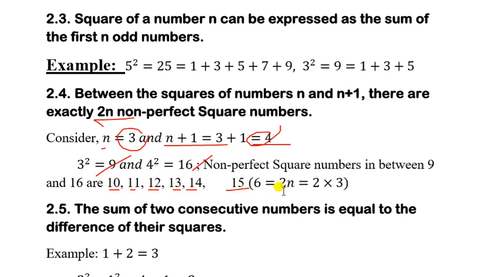So that's why it is written 2n. 2n means, and n we have considered here as 3, so 2 into 3, that means 6. So remember this: in between the square numbers of n and n plus 1, exactly 2n non-perfect square numbers will be there. Remember this.